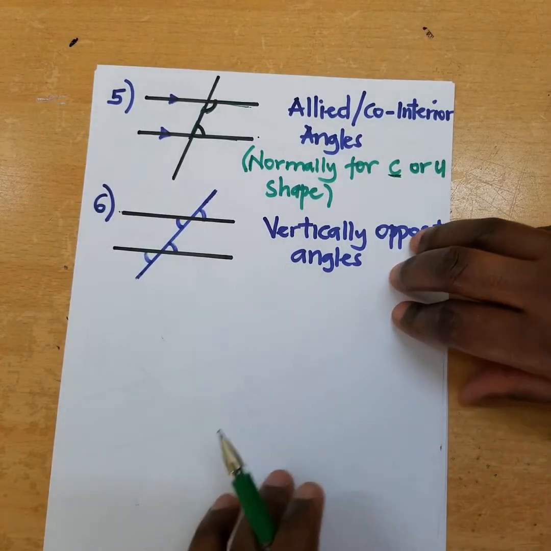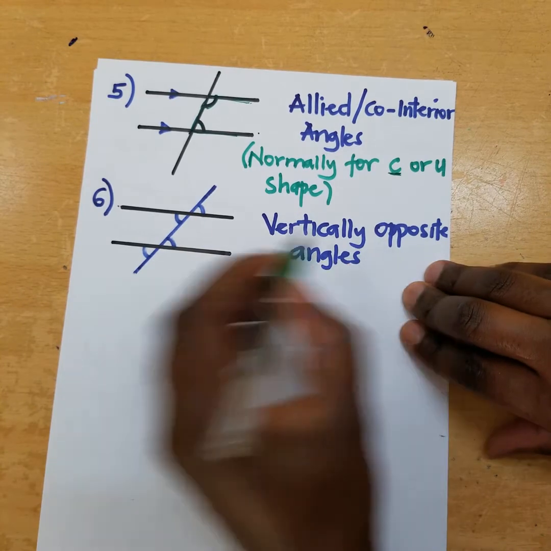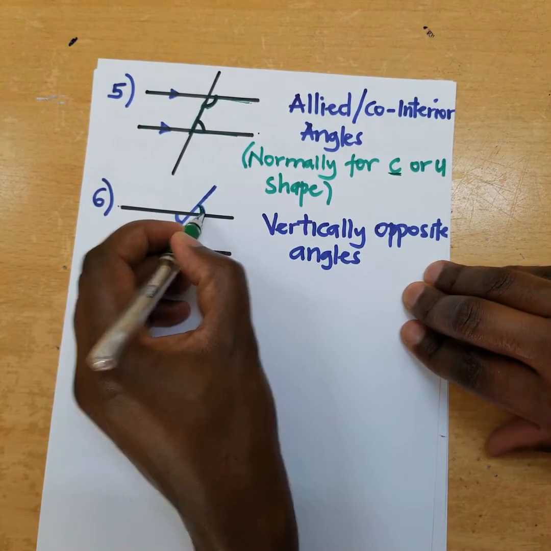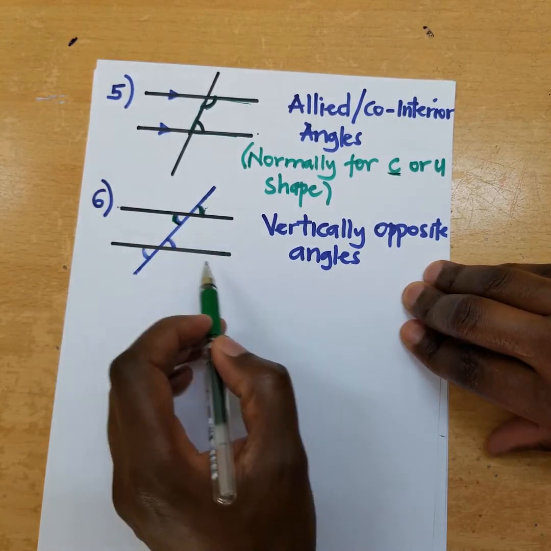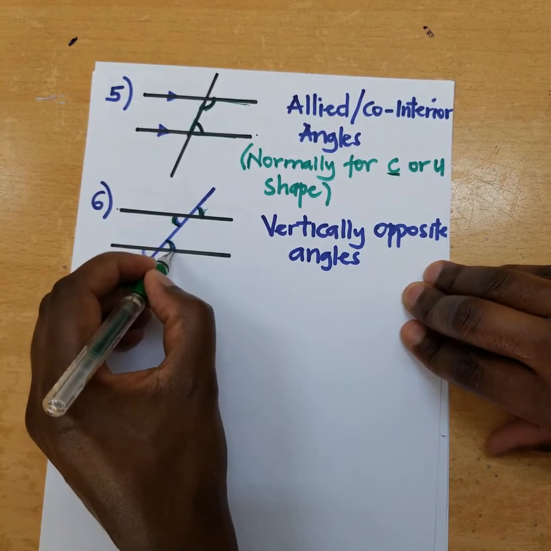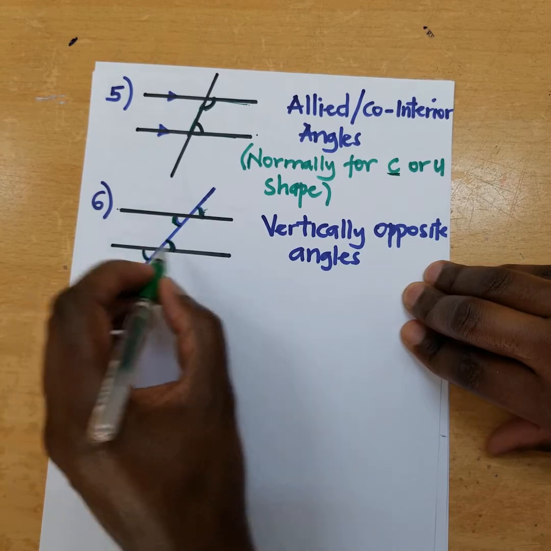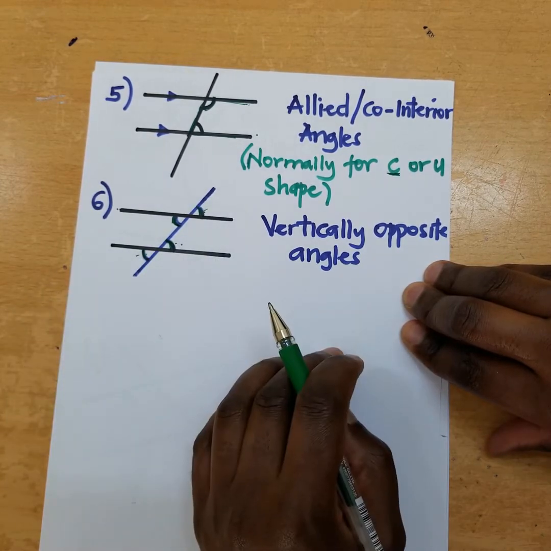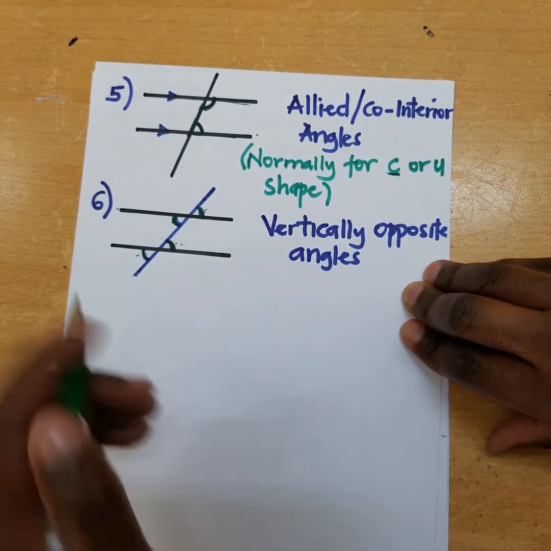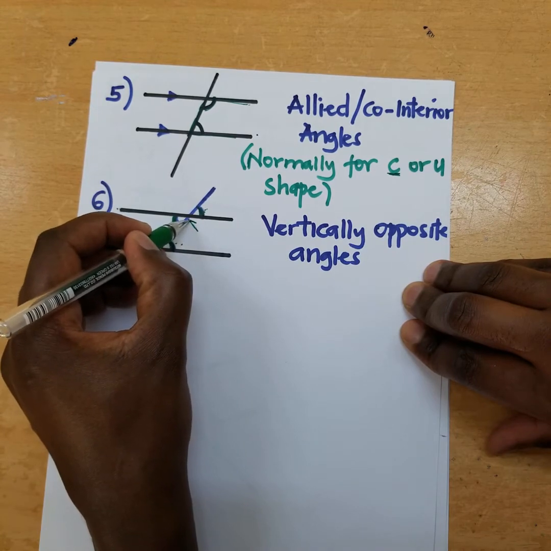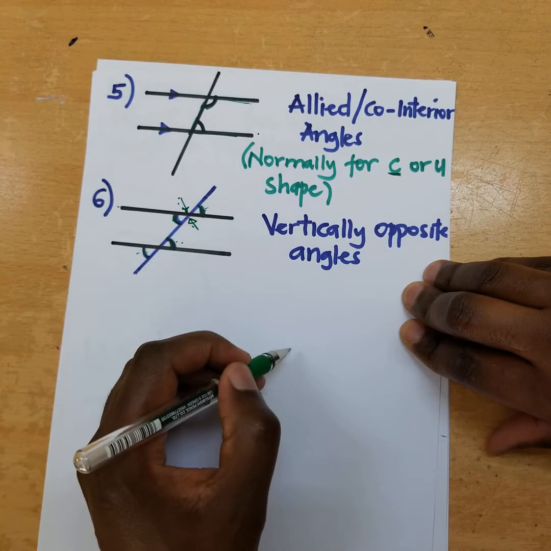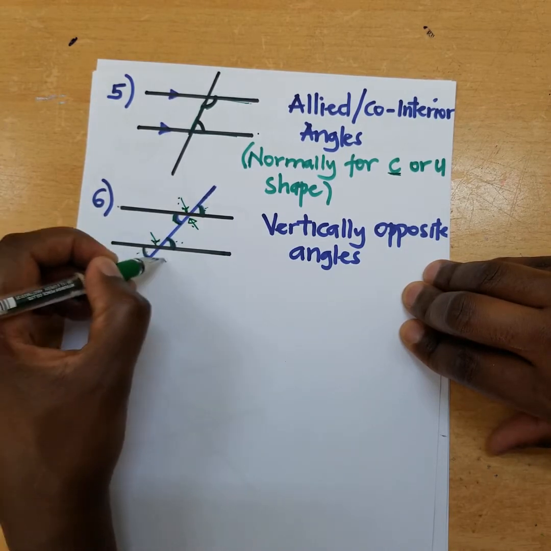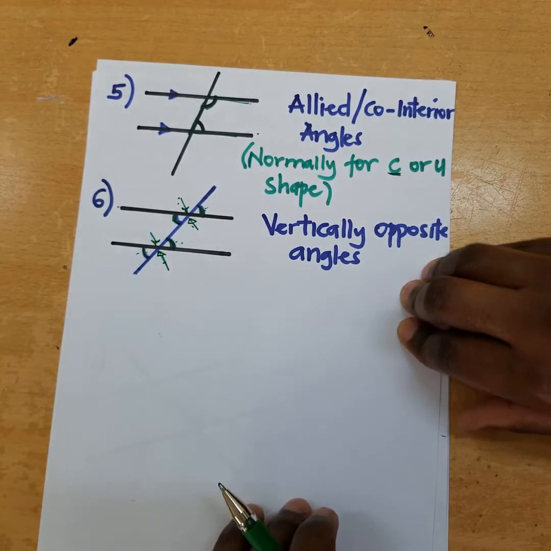Then vertically opposite angles. If you have one angle here and on the other side you have another angle, these two angles are called vertically opposite angles. Similarly here and here, these two angles are called vertically opposite angles. You can now wonder, what about this one and this one? Similarly, these two angles are vertically opposite. This and this are vertically opposite.